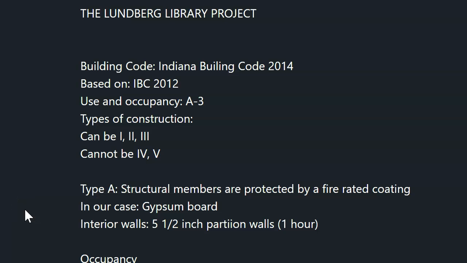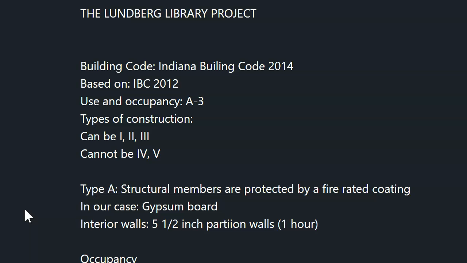So since we said this is use and occupancy A, this means that the structural members have to be protected by fire-rated coating. In our case, we're going to be using gypsum board. So those of you modeling in Revit, you'll notice that I wrapped all the columns in a gypsum board column wrap, and this is going to satisfy that fire rating.